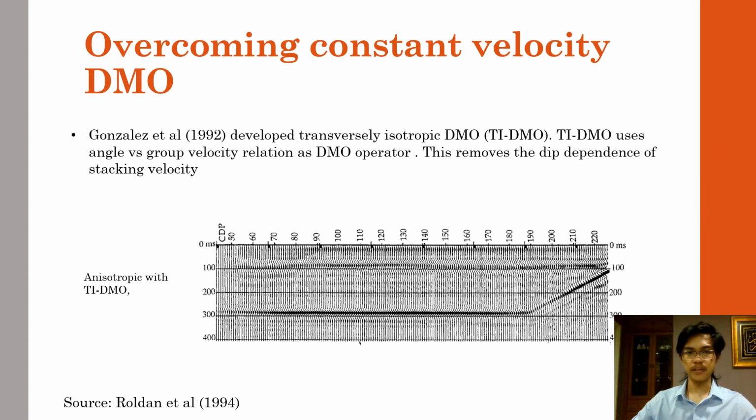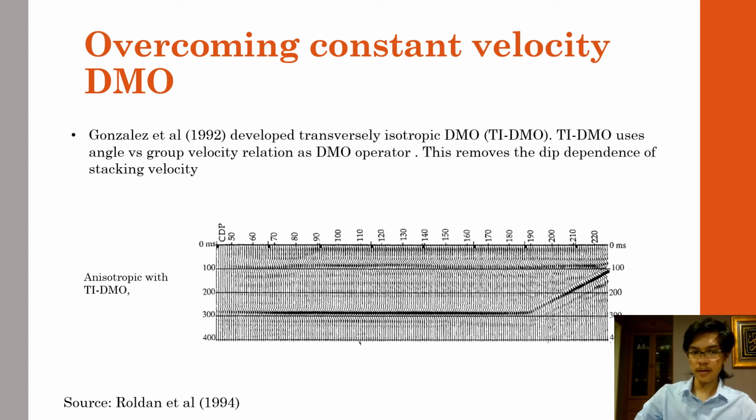A lot of methods have been tested to overcome the problem with constant velocity DMO. One of them was founded by the research of Gonzalez et al. in 1992. The team developed a method called transversely isotropic DMO, or TIDMO. This method uses the angle versus group velocity relation as the DMO operator. The advantage of this method is that it removes the depth dependence of stacking velocities.